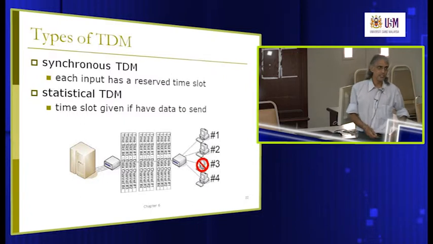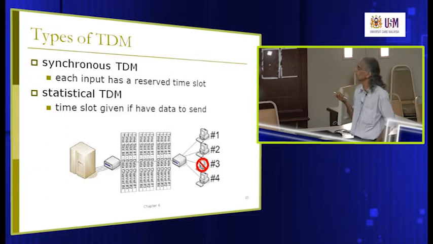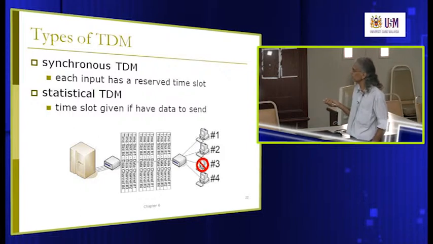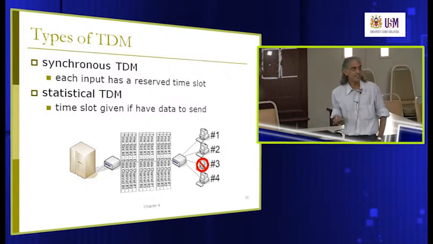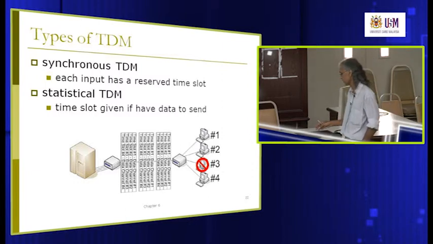So there are two types of TDM, synchronous and statistical. Synchronous is the one where we have reserved time slots for each user, and statistical is where a time slot is given whenever it's required. So in this case, for example, we have four users. Each user will be given one time slice, right? Even though user number 3 is not sending data, the time is already given to that particular user, right? His turn is still there. That's the thing about synchronous TDM.